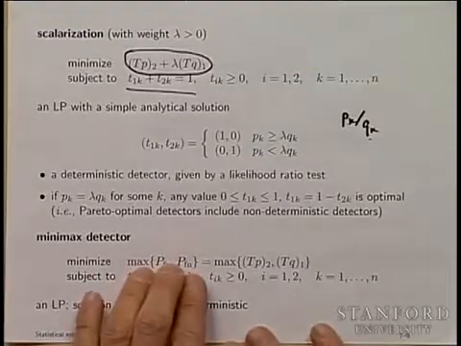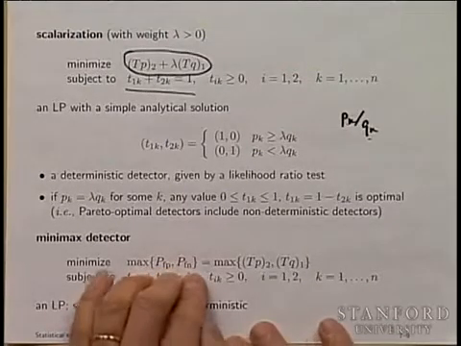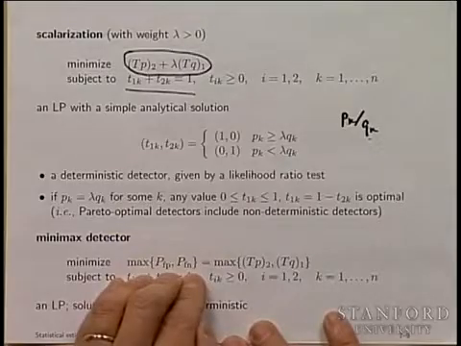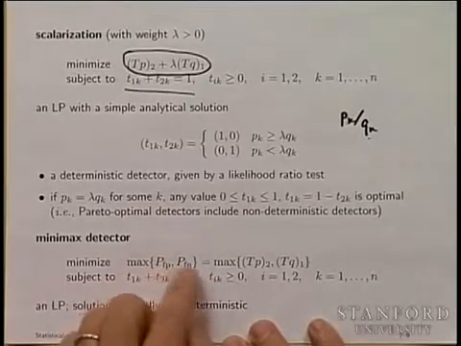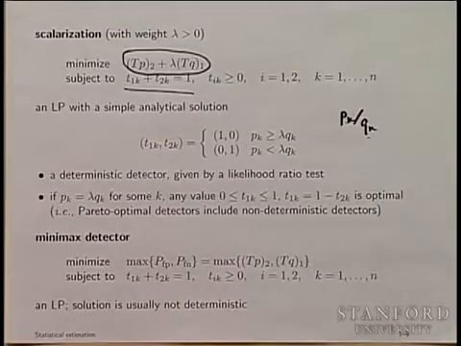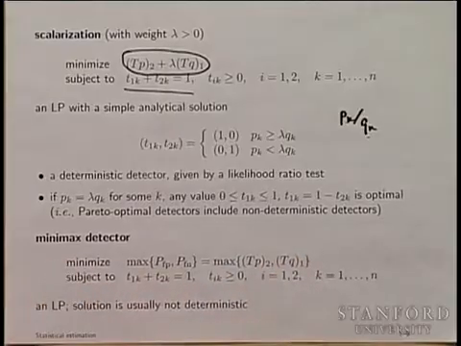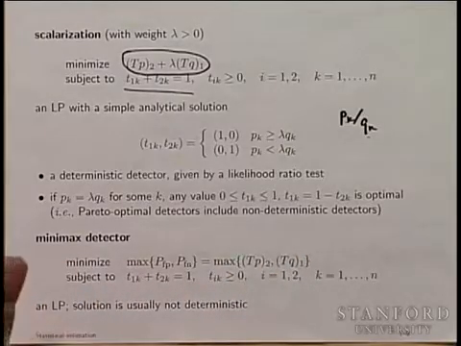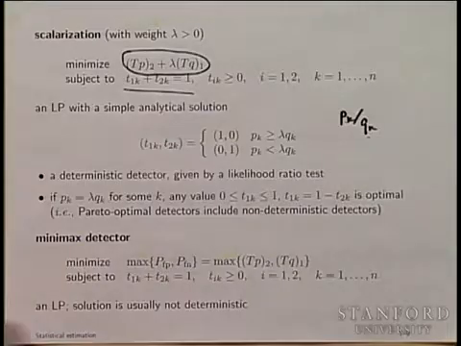Now, you could also do a minimax detector. You could say, I want to minimize the maximum of the two error probabilities. Of course, this translates to an LP immediately. But generally speaking, in fact in the finite case essentially always, it has a non-deterministic solution. So let's see what that is.